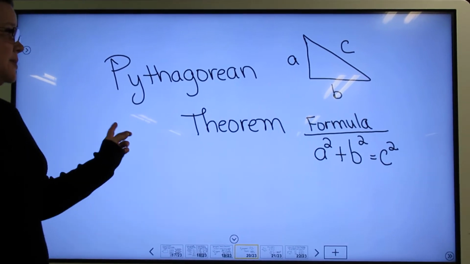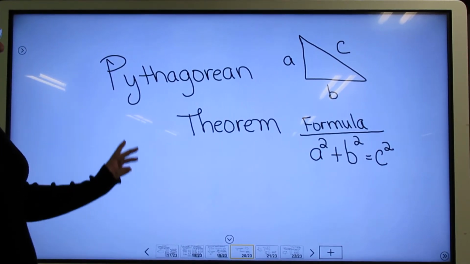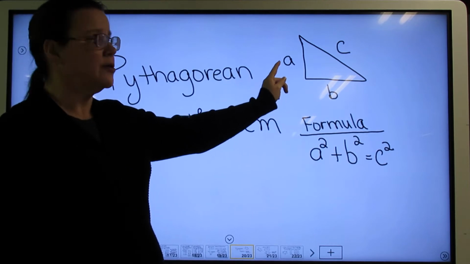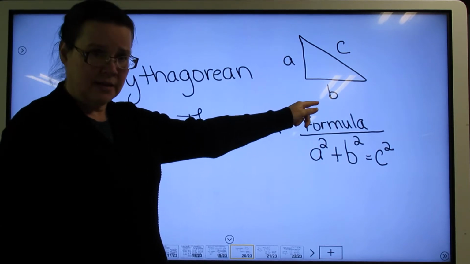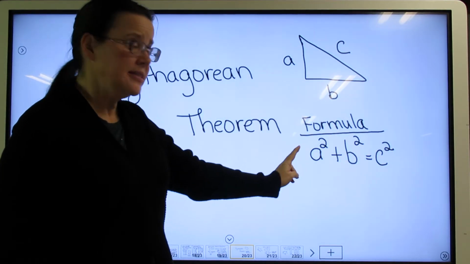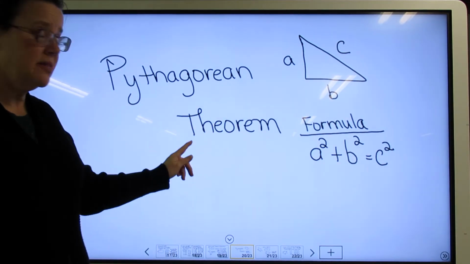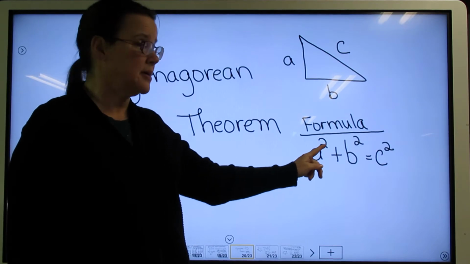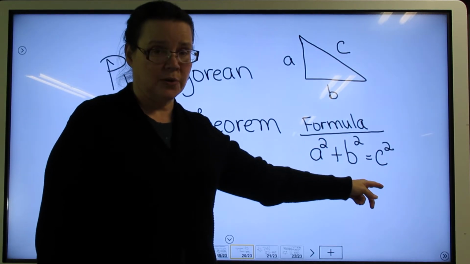Alright, so today we're going to talk about the Pythagorean Theorem. And this is a triangle. It has an A and B and then a C. And I'm going to explain to you what those mean. This is a formula. The Pythagorean Theorem is to use A squared plus B squared equals C squared.